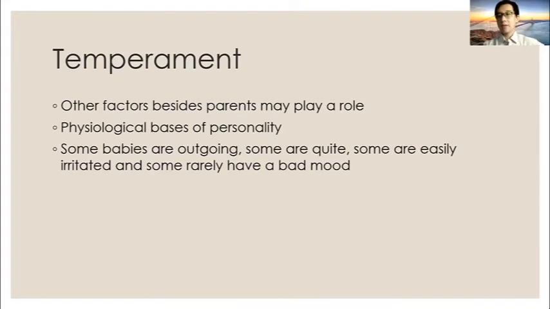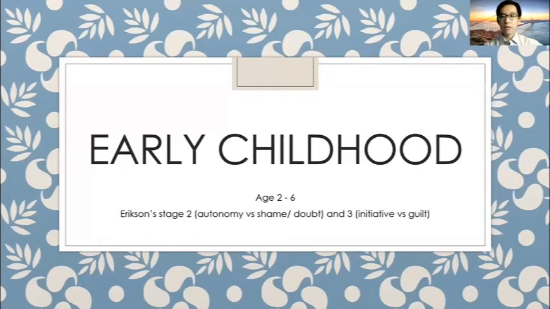So that's about infancy. And let's go to another stage. It's early childhood, from age 2 to 6. It has major overlap with two stages in Erikson's psychosocial view: stage 2, autonomy, and then stage 3, initiative, taking initiative. So you can see that early childhood is mainly about building a sense of independence, building a sense of autonomy, and developing the ability or sense of taking initiative. They want to be independent. They do not want to just rely on their caregivers.